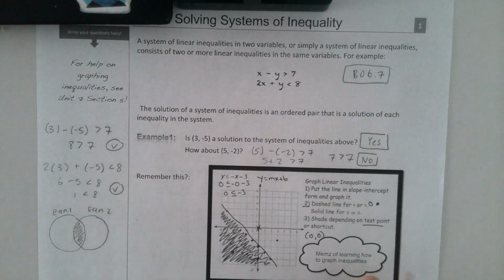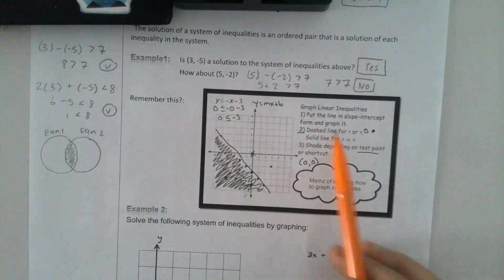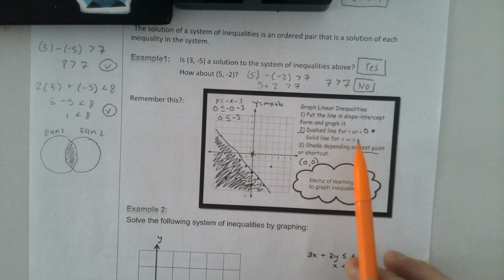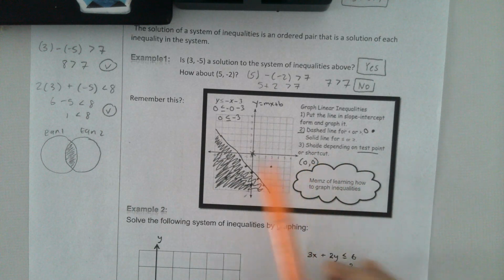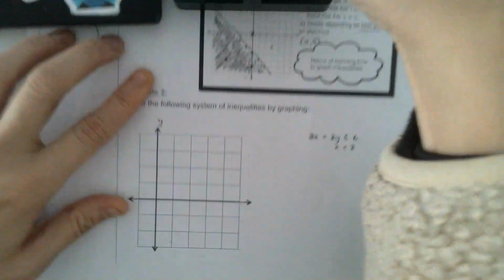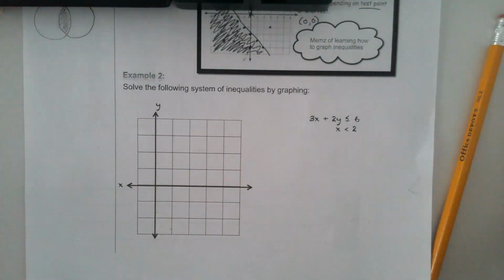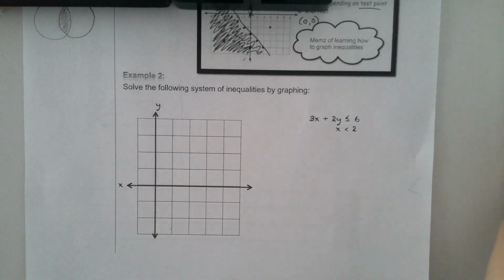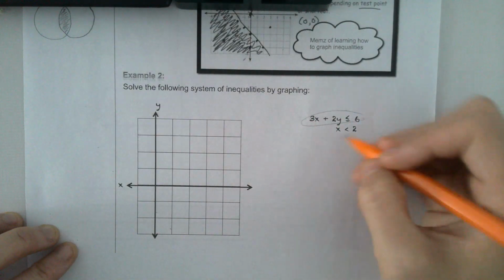Okay, so now remember back in the day when you learned how to graph this. You put it in slope-intercept form. You have either a dashed or a solid line, and then you shade based on a test point or your shortcut. Now we're going to do the same thing, but we have multiple lines. Let's just go straight into our example. I'm going to use colors, so you can use colors if you want. It's more fun, but you can also just use a pencil. Actually, I'll do it with pencil first, and then I'll do it with color. The first thing we want to do is turn this into slope-intercept form.